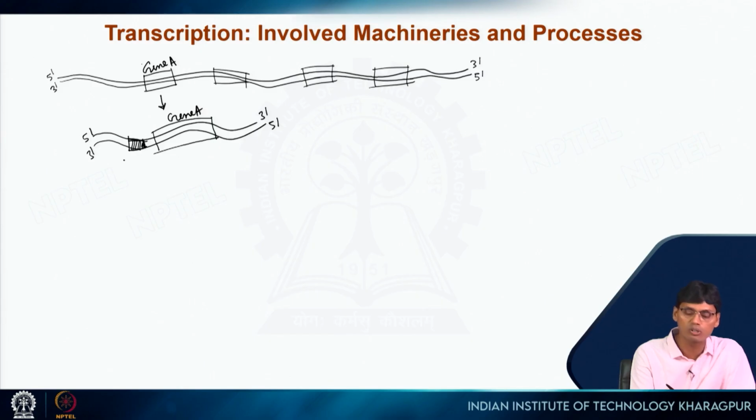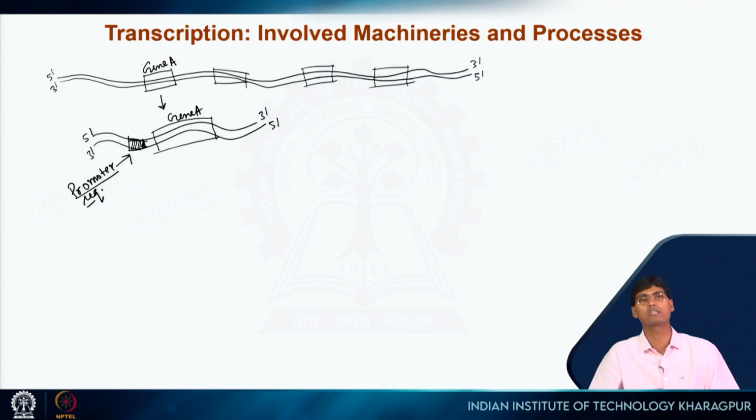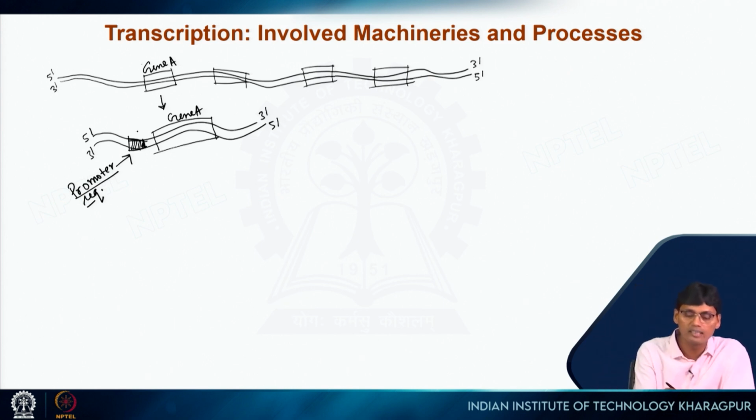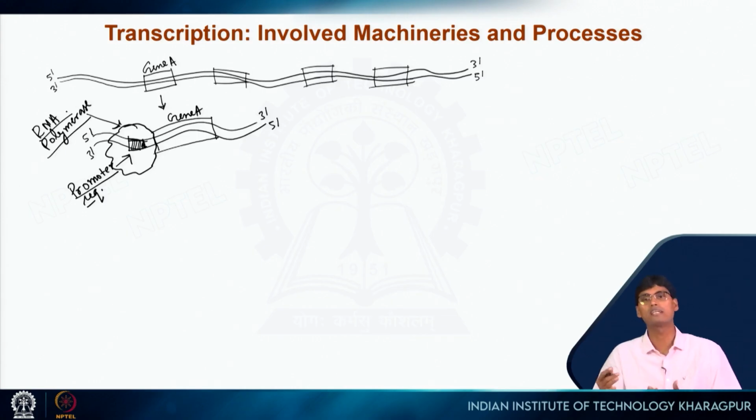This sequence is called the promoter sequence, a specific sequence present here. This promoter sequence will invite RNA polymerase. This is the enzyme RNA polymerase. From the name you can understand, just like DNA polymerase, this is also making a polymer, but a polymer of ribonucleotides, and that's why it is called RNA polymerase.